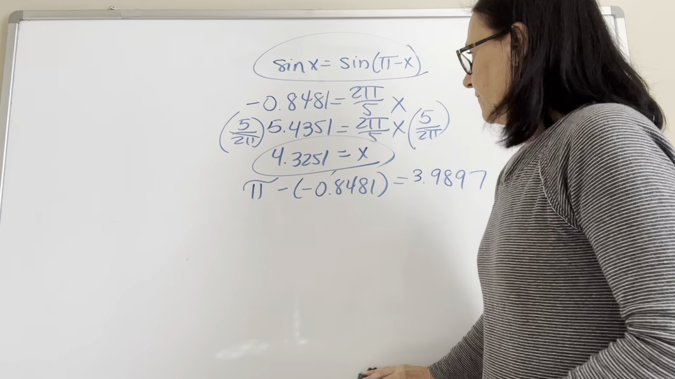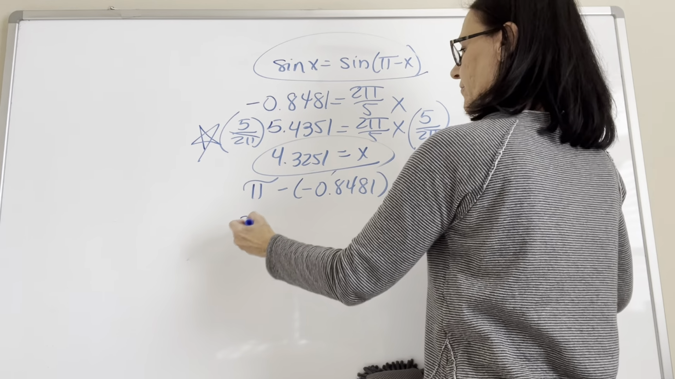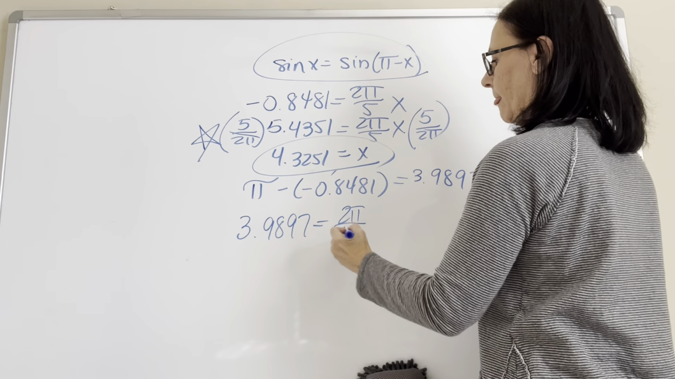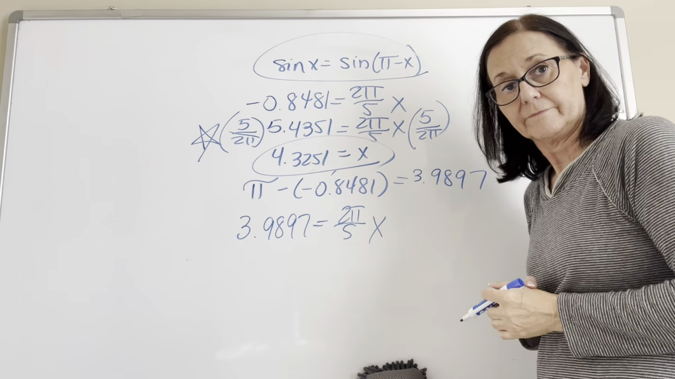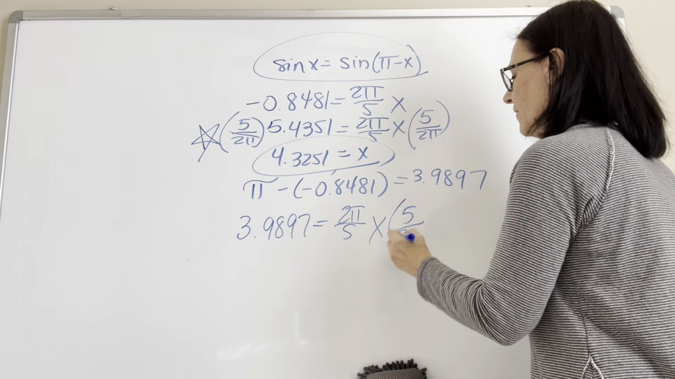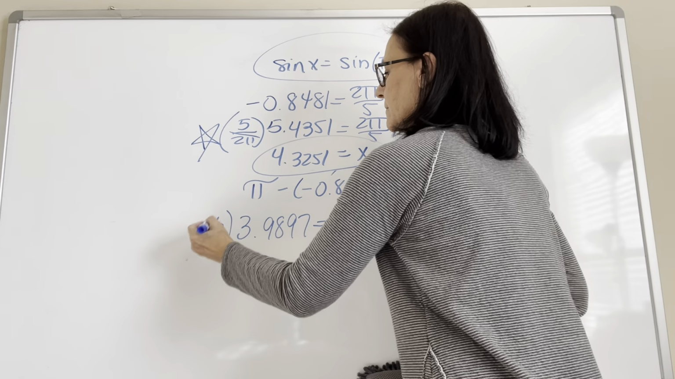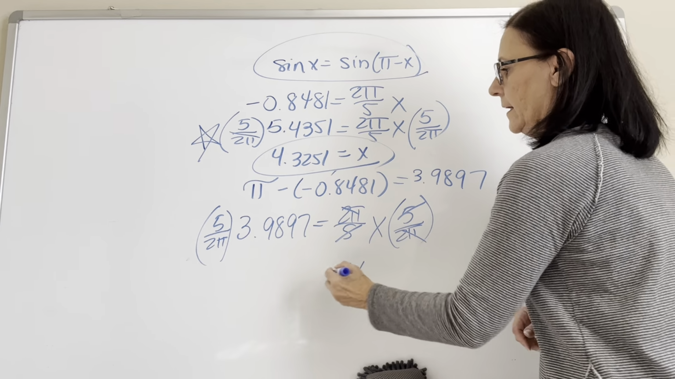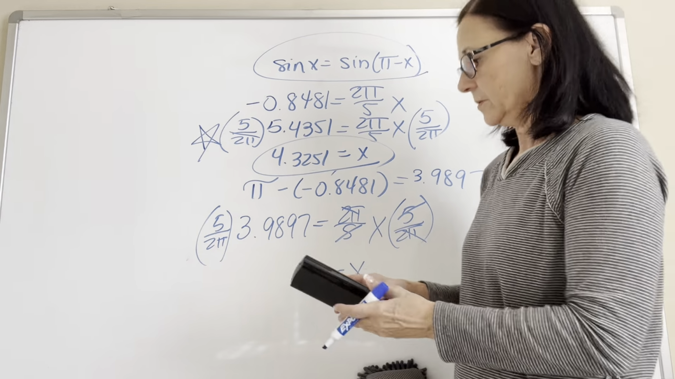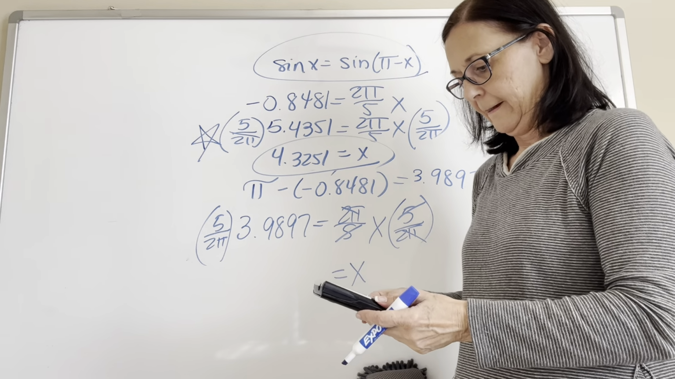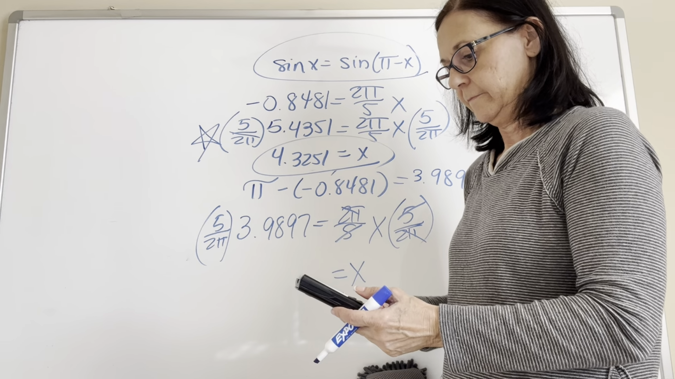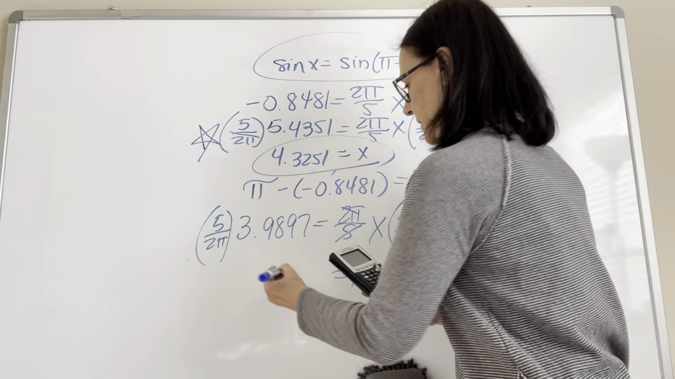All right, so I'm going to do the same thing I did here. So I have 3.9897 is 2 pi over 5 x. I'm going to multiply by 5 over 2 pi on both sides. And x is, all right, so I'm going to multiply by 5 first, times 5, then divide by 2 times pi.